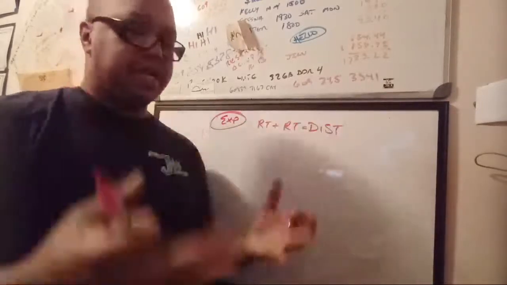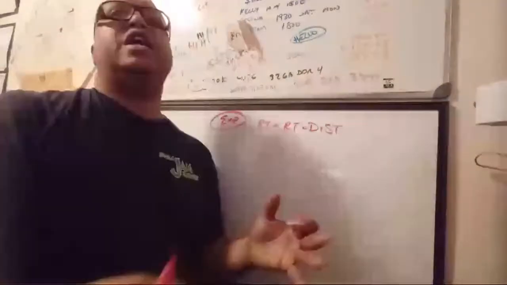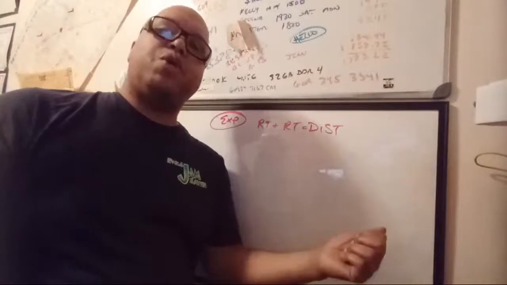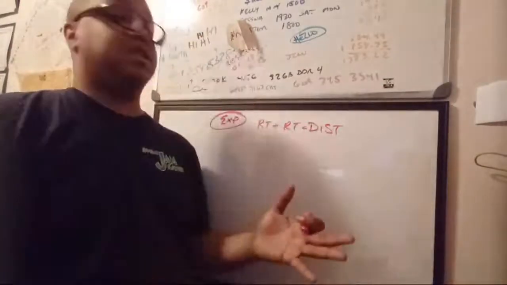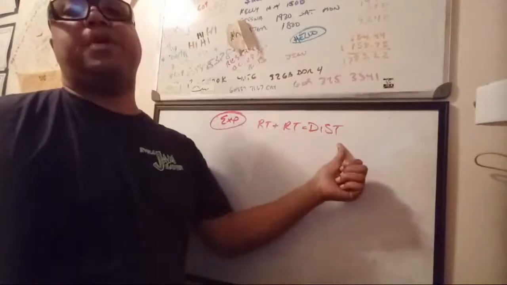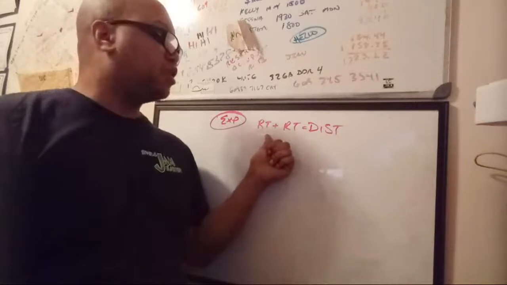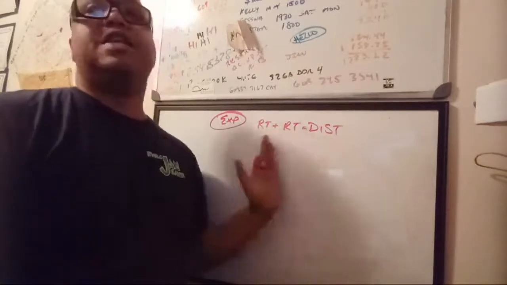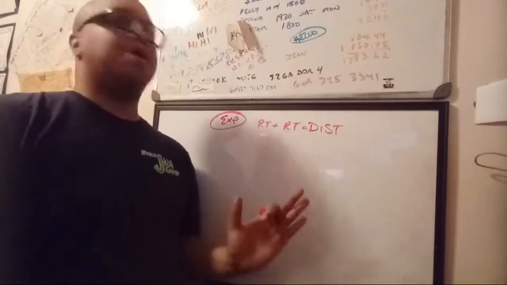So when you're sitting in a testing center and you see a distance, rate, and time problem, with one vehicle going one way, one vehicle going the other way, and then a distance, automatically the expansion formula should come to mind. Your brain should immediately go to RT plus RT equals distance. That's what you should write down first. Don't think about anything else, and then you plug and play.